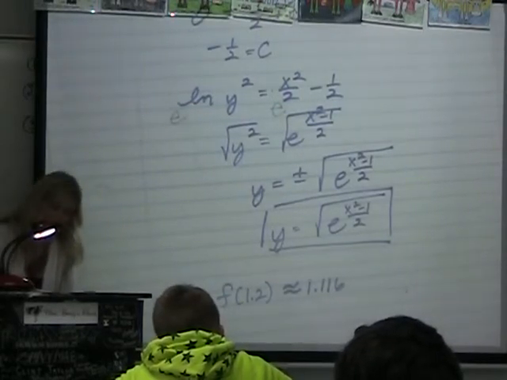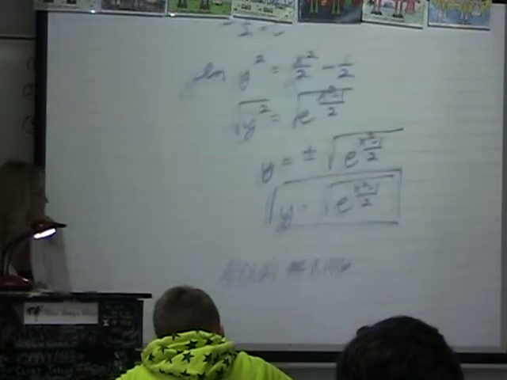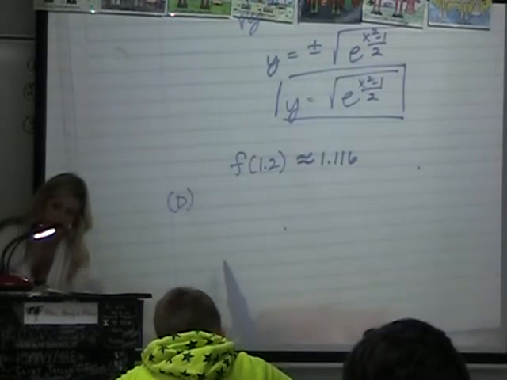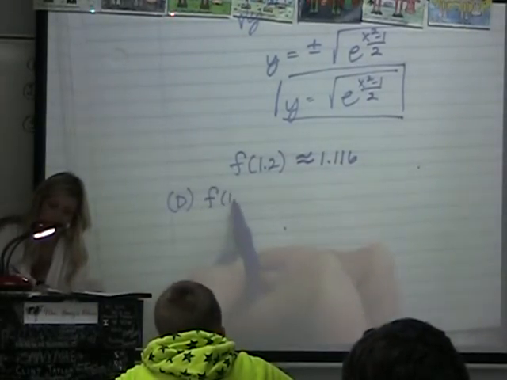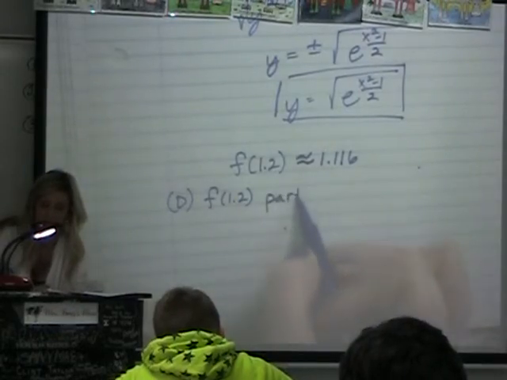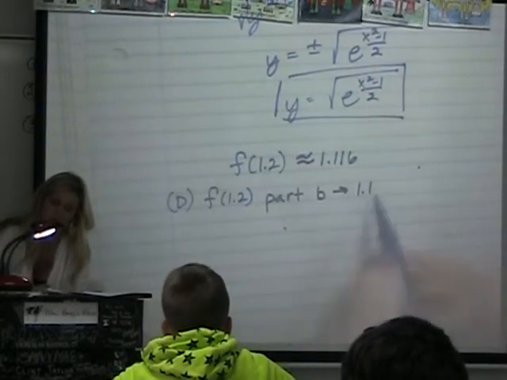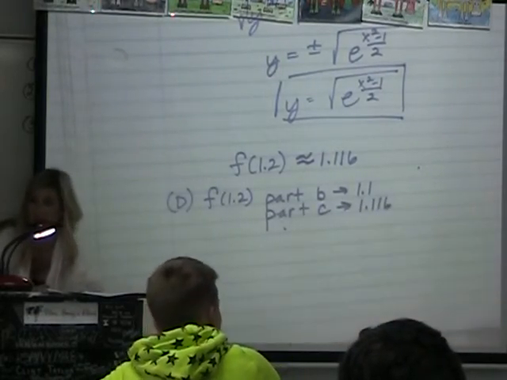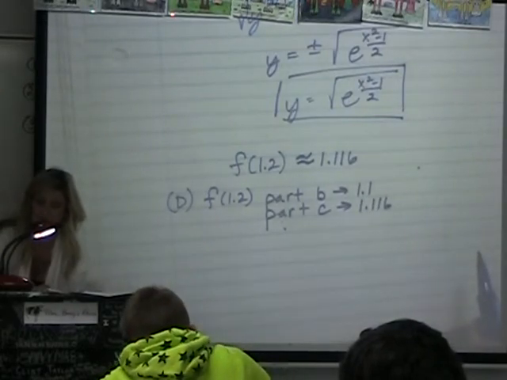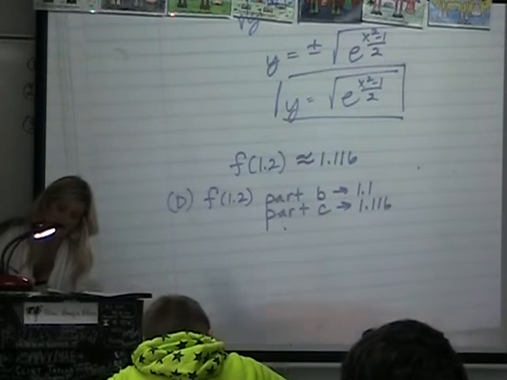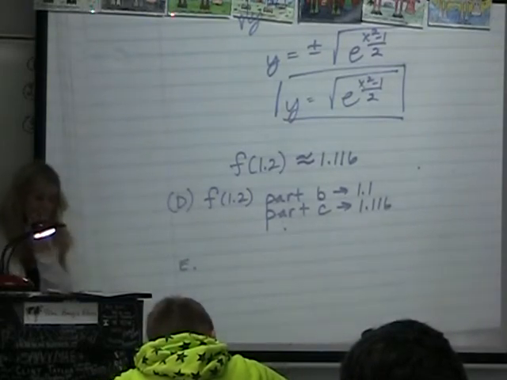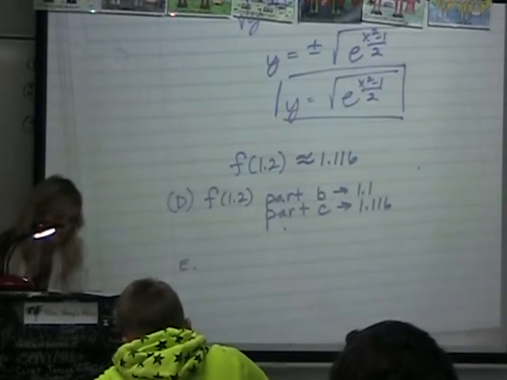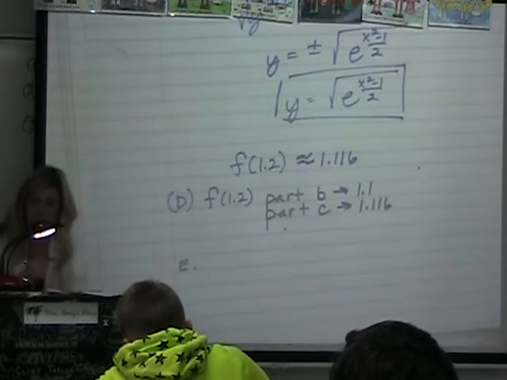Now for part D, it says compare your estimate of f of 1.2 found in part B. Part B, we got 1.1. In part C, we got 1.116. They're pretty close. Now, for part E, it says, was your estimate from part B an underestimate or an overestimate? It was an underestimate. That's right.